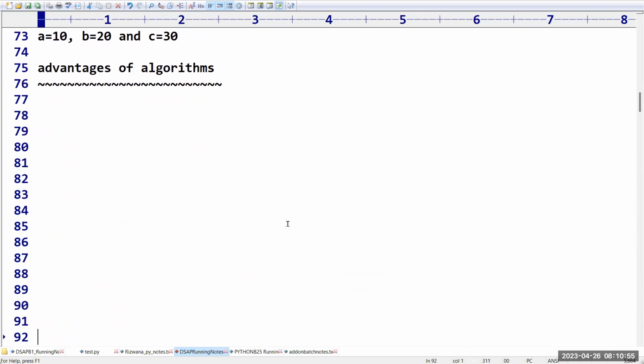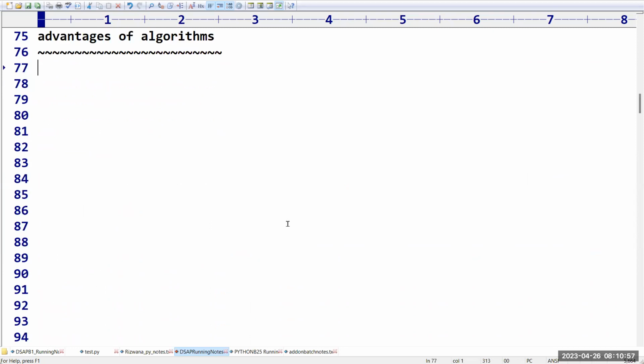Now I want to talk about the advantages of algorithms. Sir, what advantages do we have in algorithms? Very simple, sir. The first one is that the problem will be simplified. If we take any big problem, we are going to simplify it. That is the advantage of an algorithm, so that for any problem we are able to find the solution.